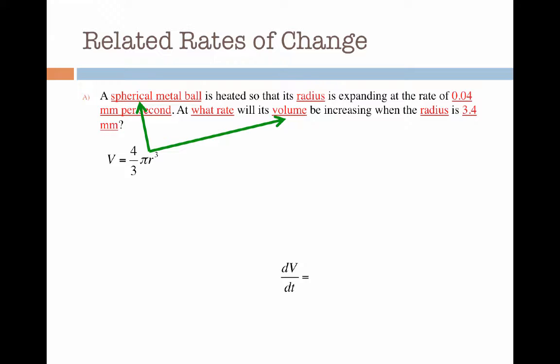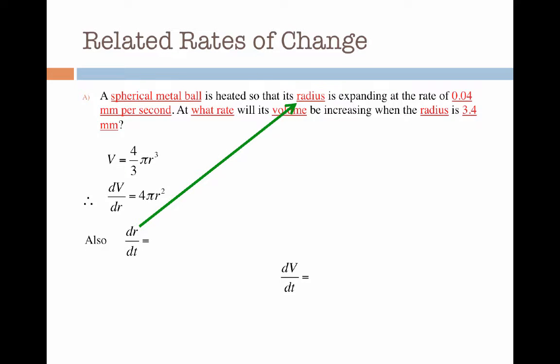So I'm going to differentiate the volume formula to get 4 pi r squared. This will give us the rate that the volume is changing with respect to r. We also have from the question that the change in radius with respect to time is 0.04 millimeters per second. We can now use the chain rule in order to work out dV dt.